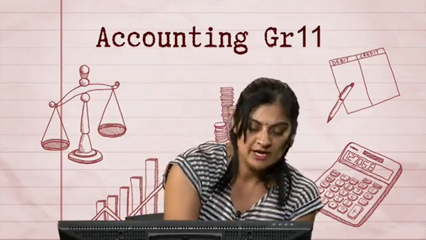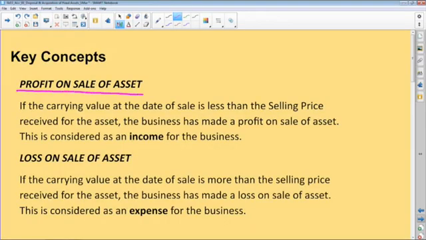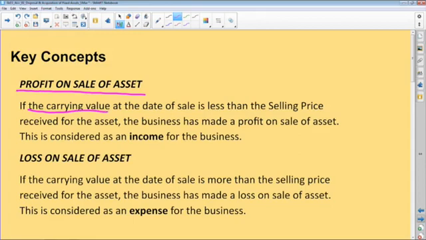Right, what do we mean by profit on sale of asset? We just spoke about carrying value and selling price. So let's look at this concept, profit on sale of asset. If the carrying value at the date of sale is less than the selling price received for the asset, the business has made a profit on the sale of asset. This is considered to be an income for the business.